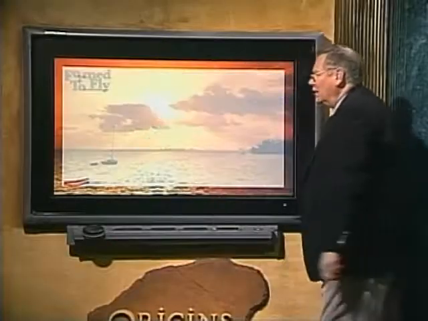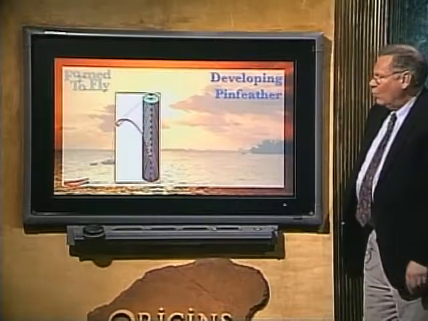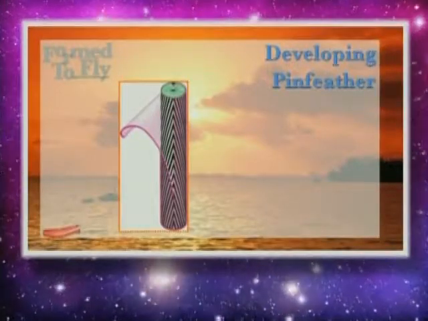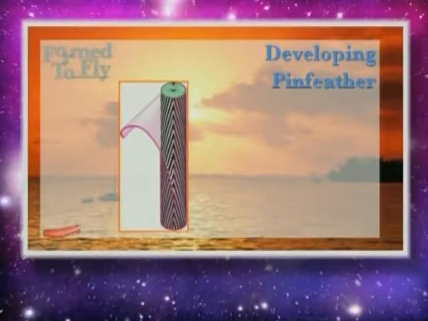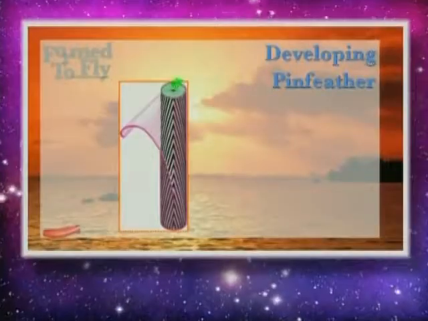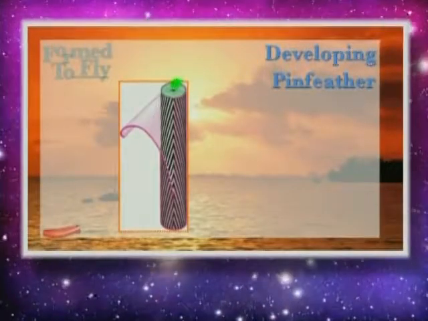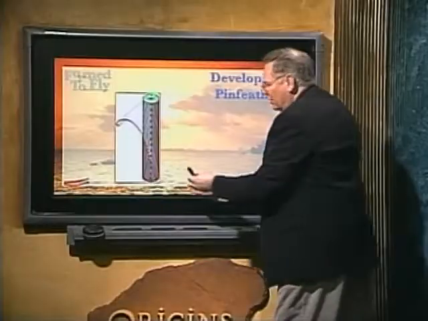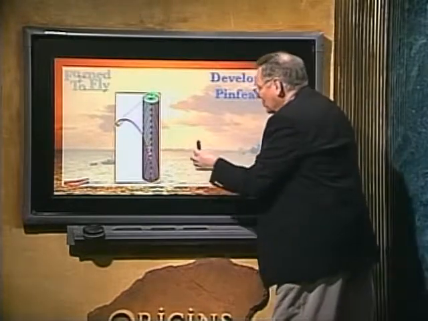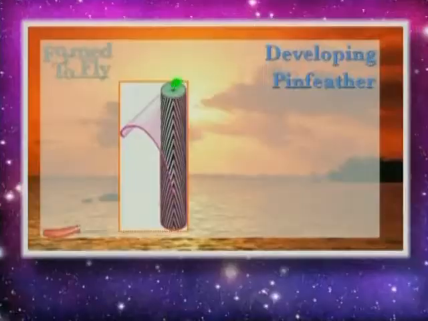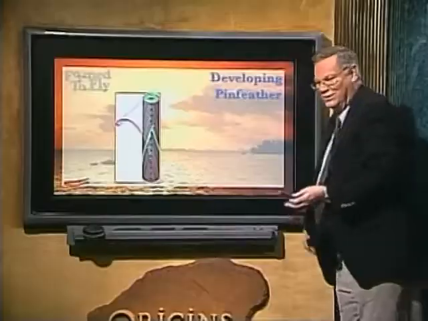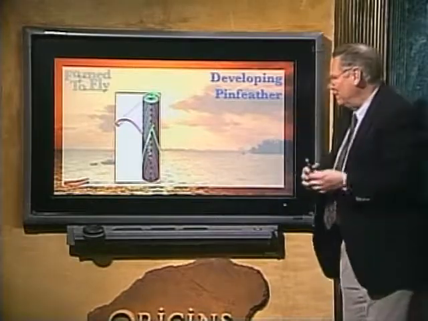Let's take a look at what that pin feather might look like. Here we're just pulling the shell off the pin feather, and inside you can see that the shaft of the feather is back here, runs down the backside. The barbs, which make up the vein, grow from the shaft and come around in a helical fashion to meet the one from the other side in the front.